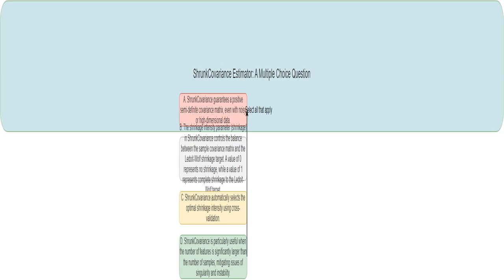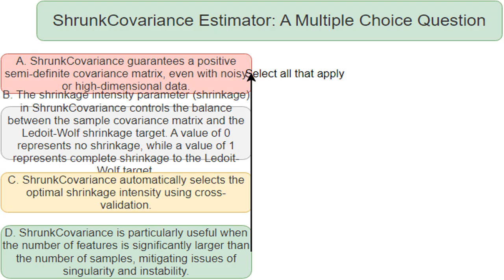Any value in between creates a blend of the two, finding a balance between using the data directly and using a more robust alternative. This is a big advantage. A positive semi-definite covariance matrix is mathematically well behaved. This ensures valid results in most statistical calculations. It avoids problems that could occur with a noisy or high-dimensional dataset using other covariance methods.